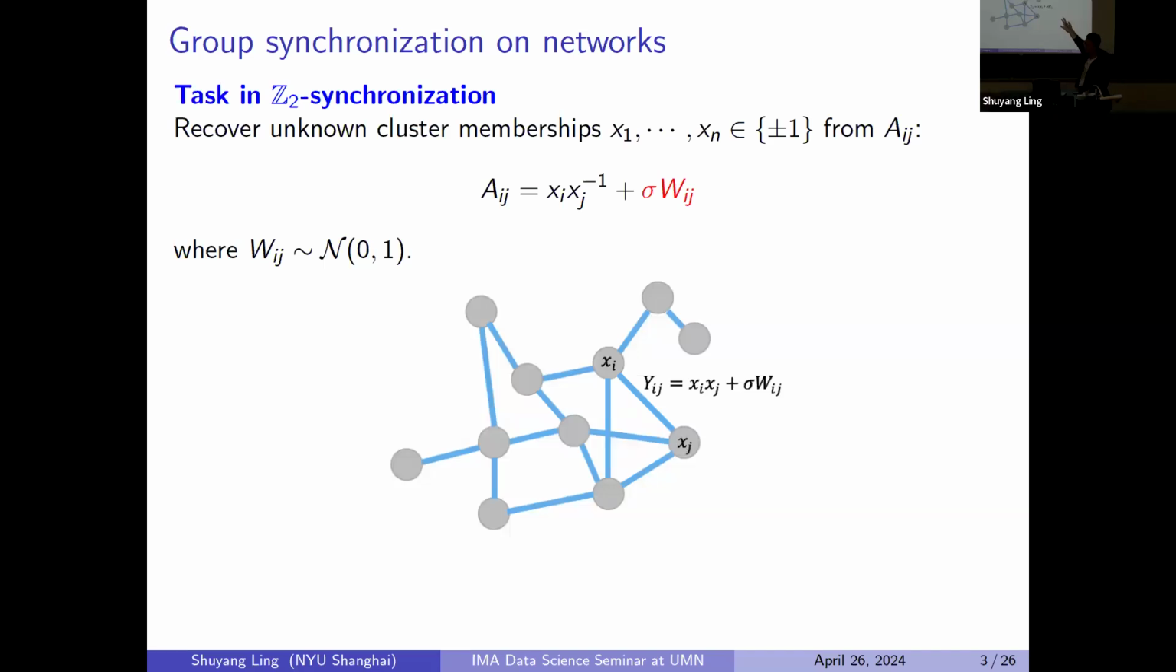Of course, it could be very general. It could be just a noisy channel. But for simplicity, it's quite easy to think of this as just Gaussian noise. Which means on each pair of nodes, you observe a noisy measurement. And the question here is how to recover xi from this noisy measurement Aij.